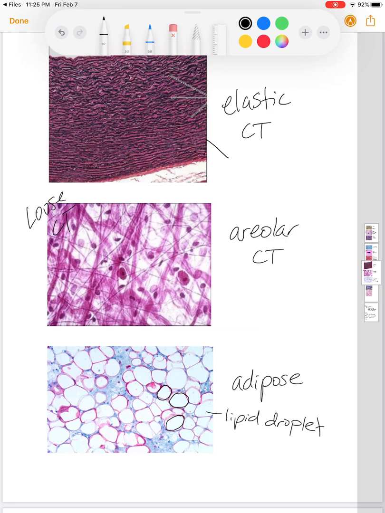You also have some insulation provided by this tissue and some other purposes like protection, but the major one is going to be for storage of energy.